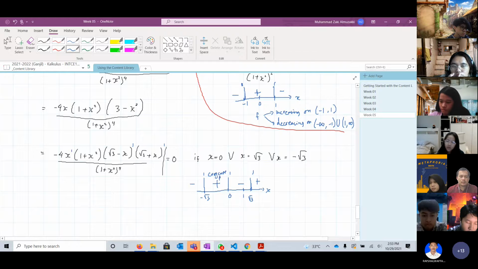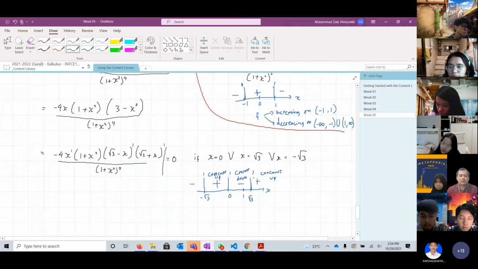Concave up, concave down, here concave up again, and on the left we have concave down.